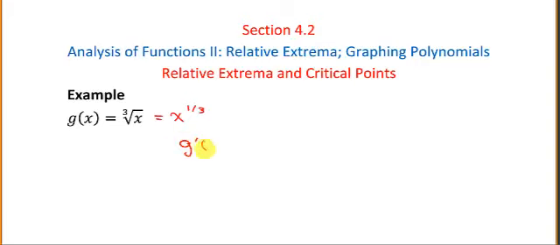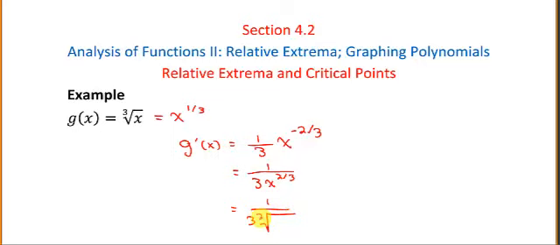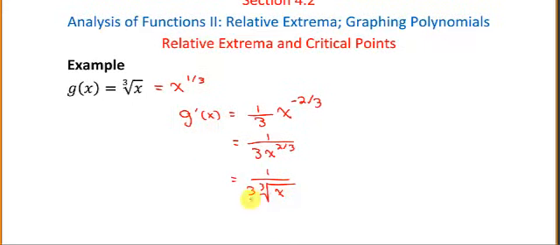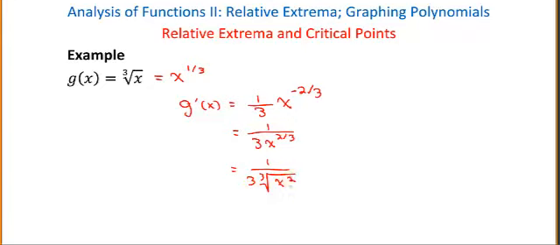G prime of x is going to be 1/3 times x to the 1/3 minus 1, or 1/3 minus 3/3. 1/3 minus 3/3 is -2/3. And this is going to be the same thing as 1/3 times x to the 2/3. And x to the 2/3 is the cube root of x squared. So the derivative of g is 1/3 times the cube root of x squared.